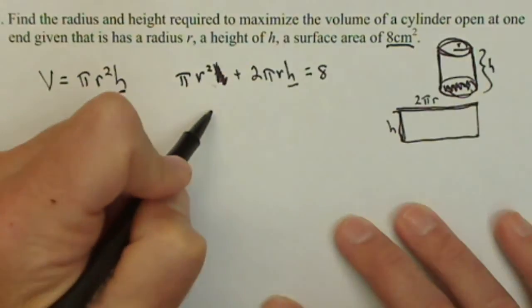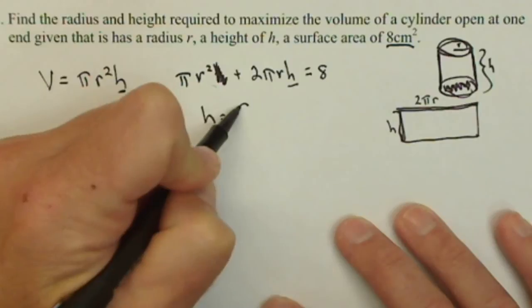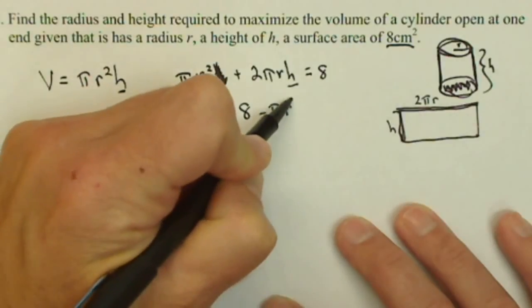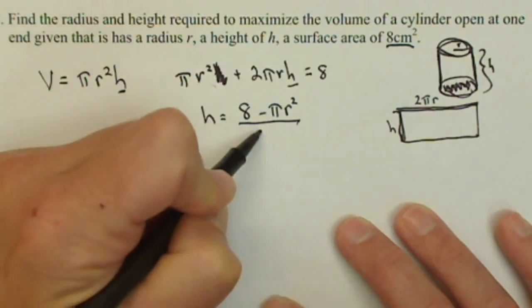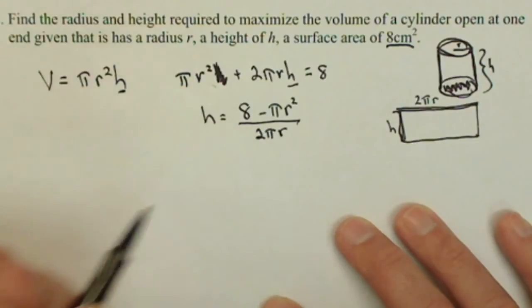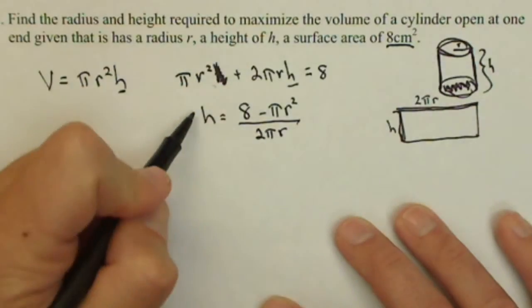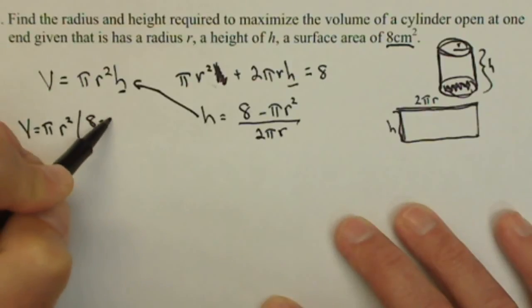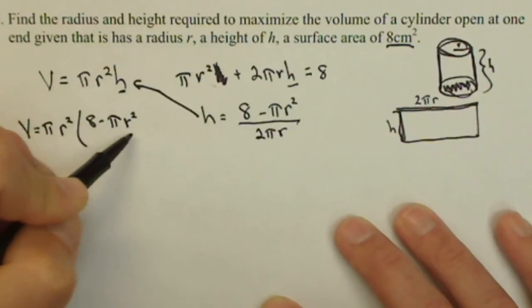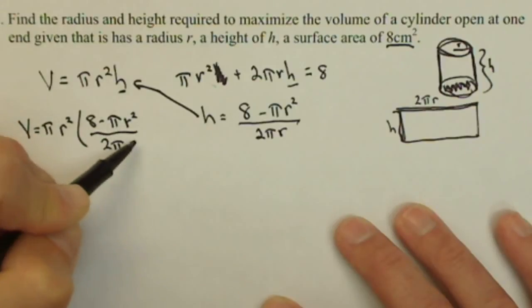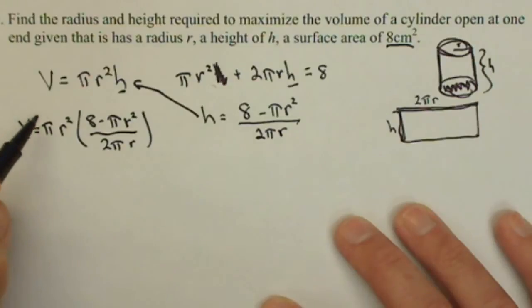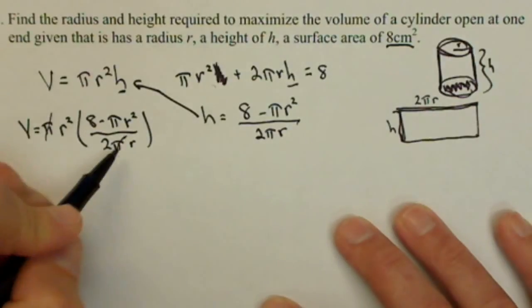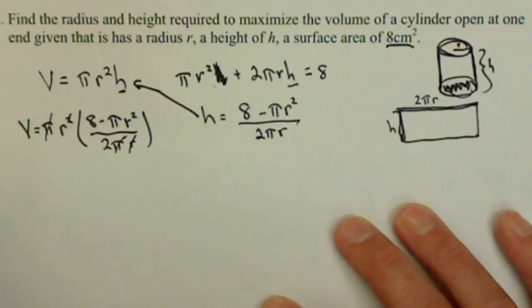So solving this for h, we have h equals 8 minus pi r squared all over 2 pi r. That is going to get plugged in for this h to get volume in terms of one variable. So volume equals pi r squared times 8 minus pi r squared over 2 pi r. Now we'll cancel anything to make this a little simpler. We can cancel out those pi's there, and we can cancel out one of the r's.